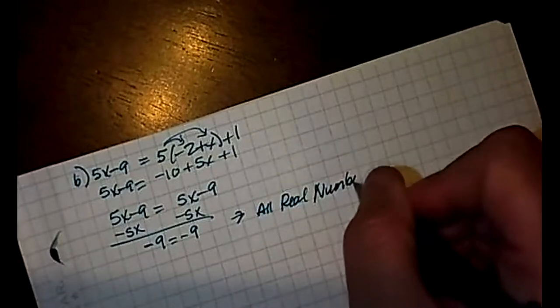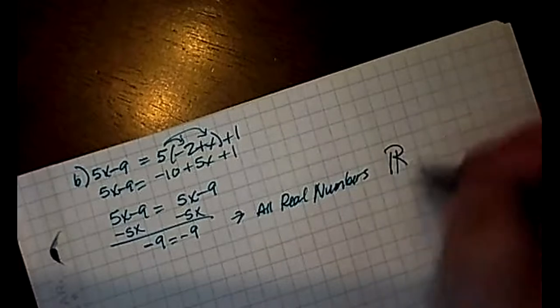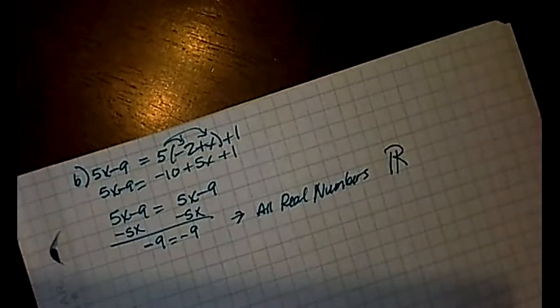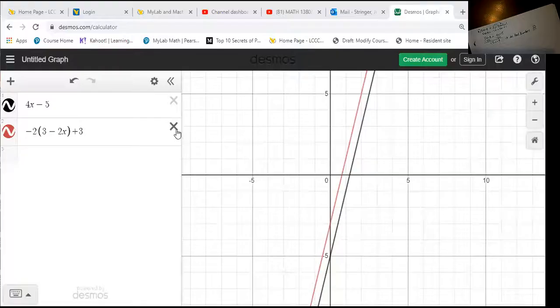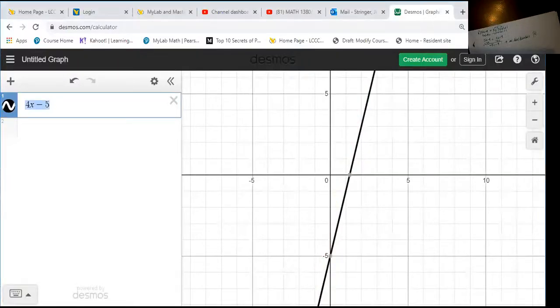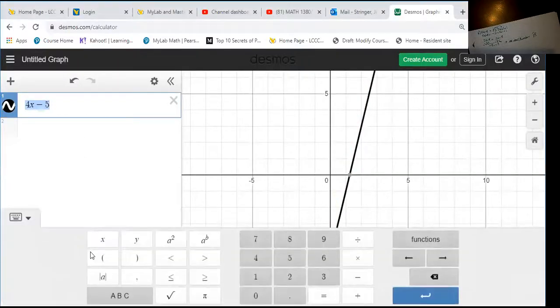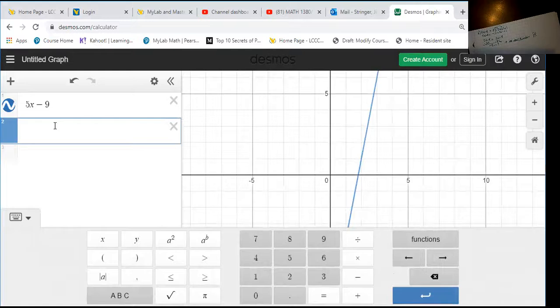There's a couple of ways to write that. This is a symbol for all real numbers. You can write it that way, or you can just say all real numbers. What that really means is every single number, so let me just show you this before I say that. Let's take a look at it. Let's do the left side, which is 5x minus 9. And then the right side was 5, oops, -2.